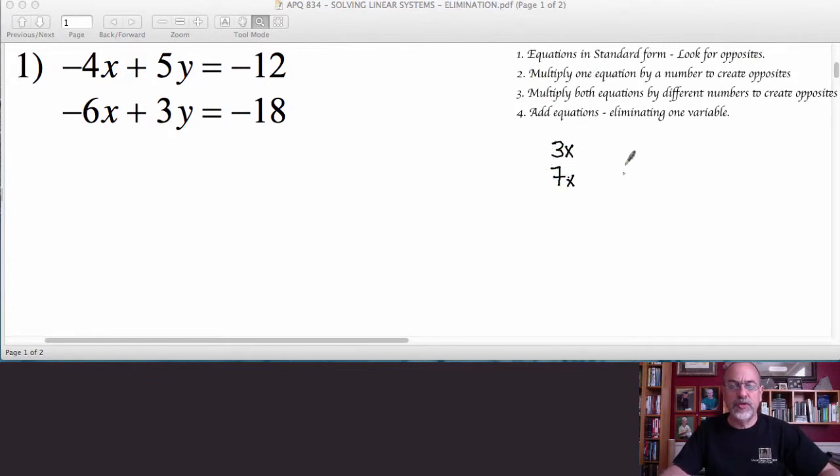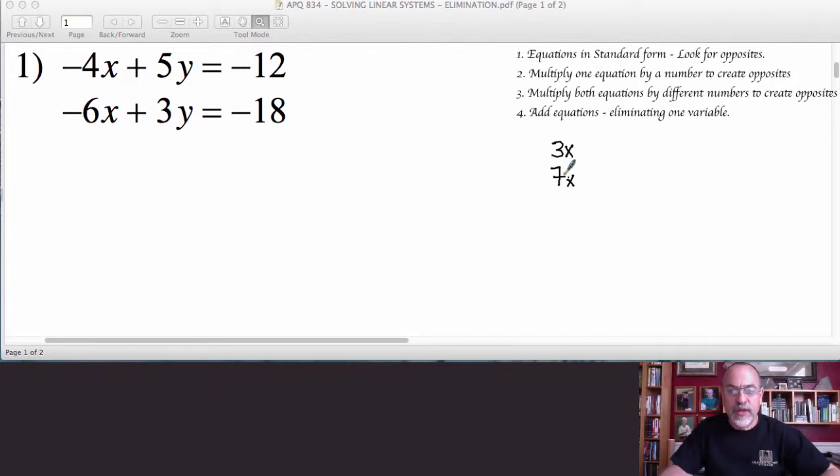So step number 2 in our solving the system doesn't work, multiplying just one of these numbers to create the opposite. So we're going to go to step 3, and we're going to have to multiply each of these numbers by a different number to create opposites. And the easiest way to do that is to simply multiply each coefficient by the other one, and just change the sign of one if I need to, to create opposites.